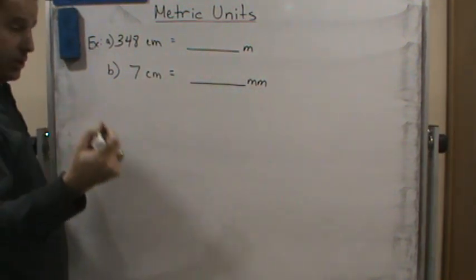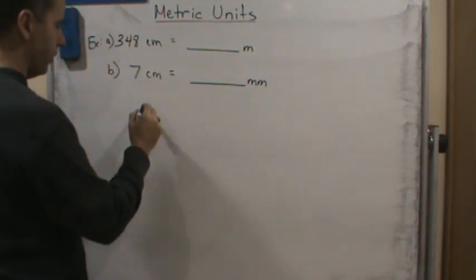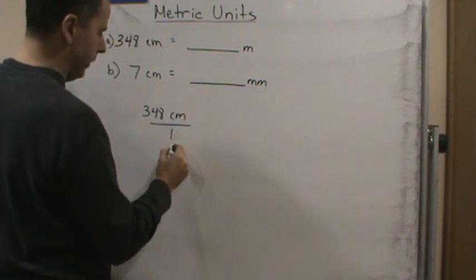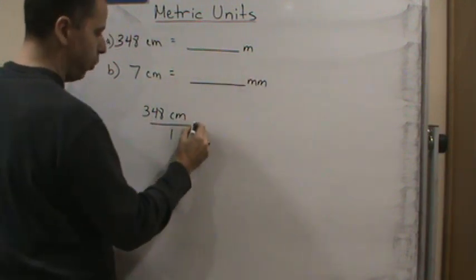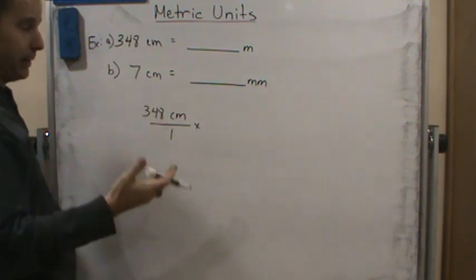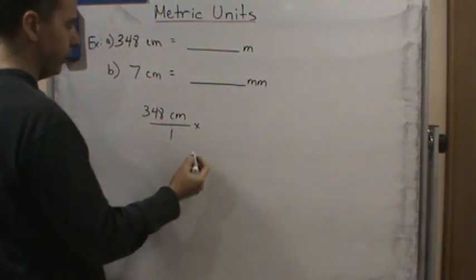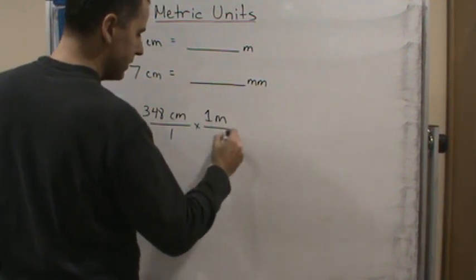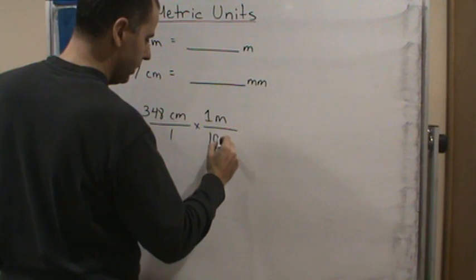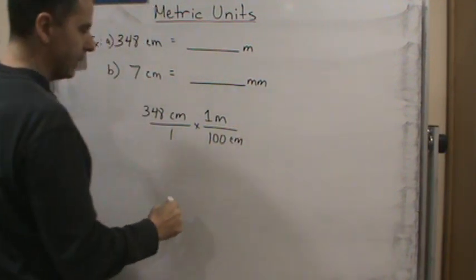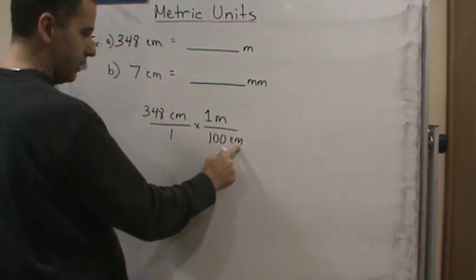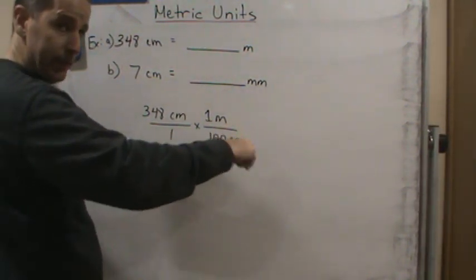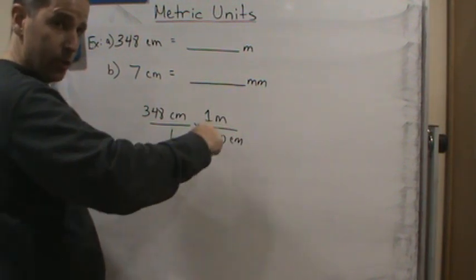Here's how you do it. Just like we did before, you take 348 centimeters over 1. We want meters, so what conversion ratio between centimeters and meters do we need? We know that 1 meter is equal to 100 centimeters, because there are 100 centimeters in 1 meter. We're cutting up the meter into small pieces, 100 equal pieces.